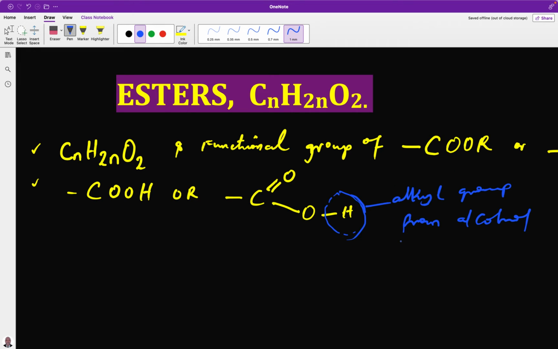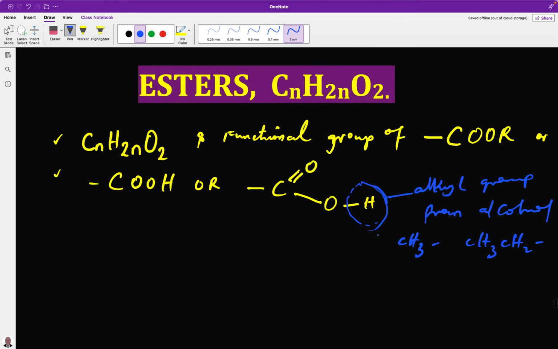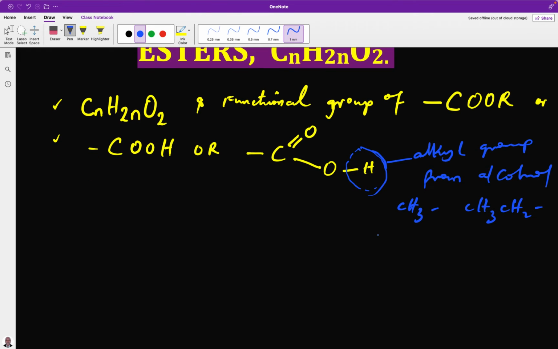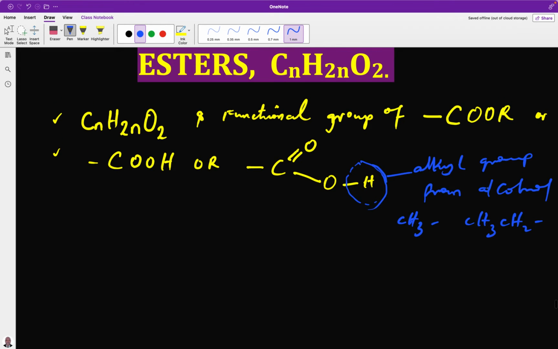So if the alkyl group is a methyl group, let's say CH3, or an ethyl group, in that case we will start naming the ester as methyl something or ethyl something. As we go ahead, you will see what I really mean by it. So, in this case, it leads us to what we call esterification.